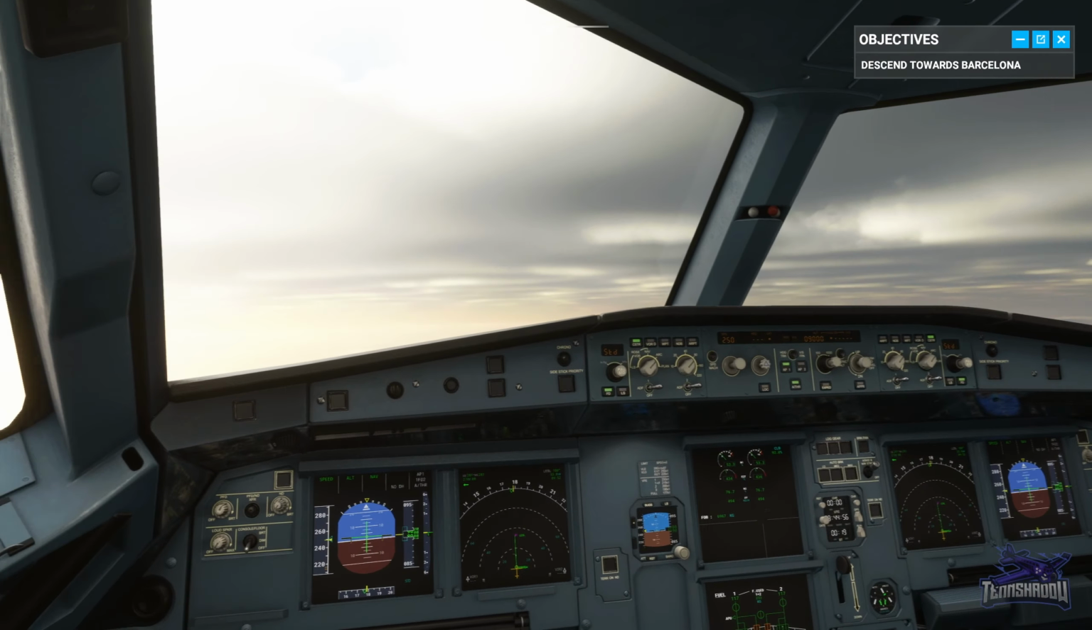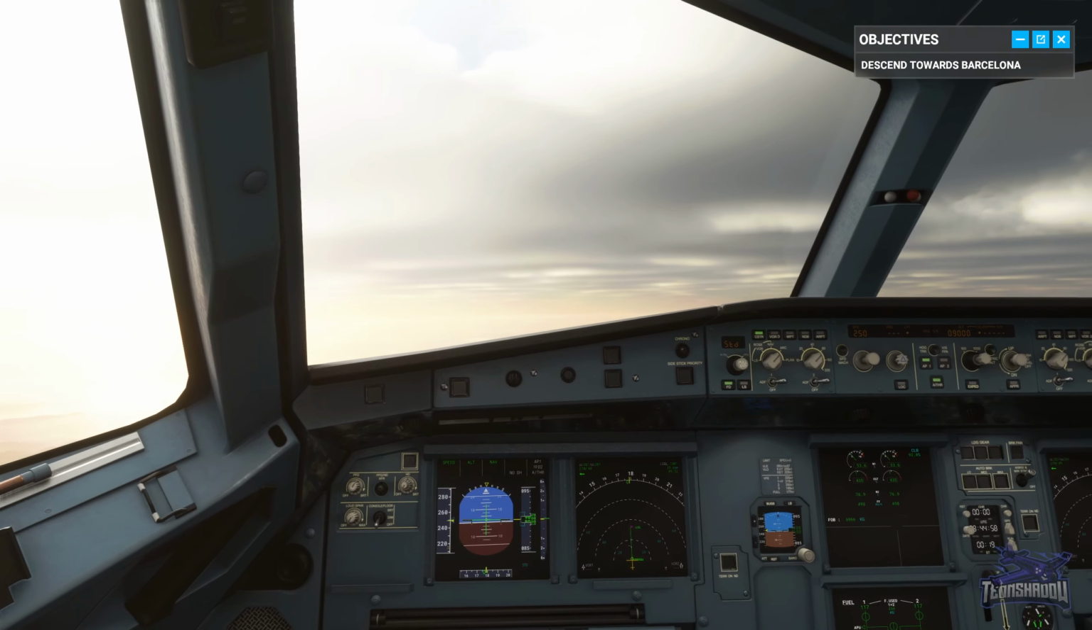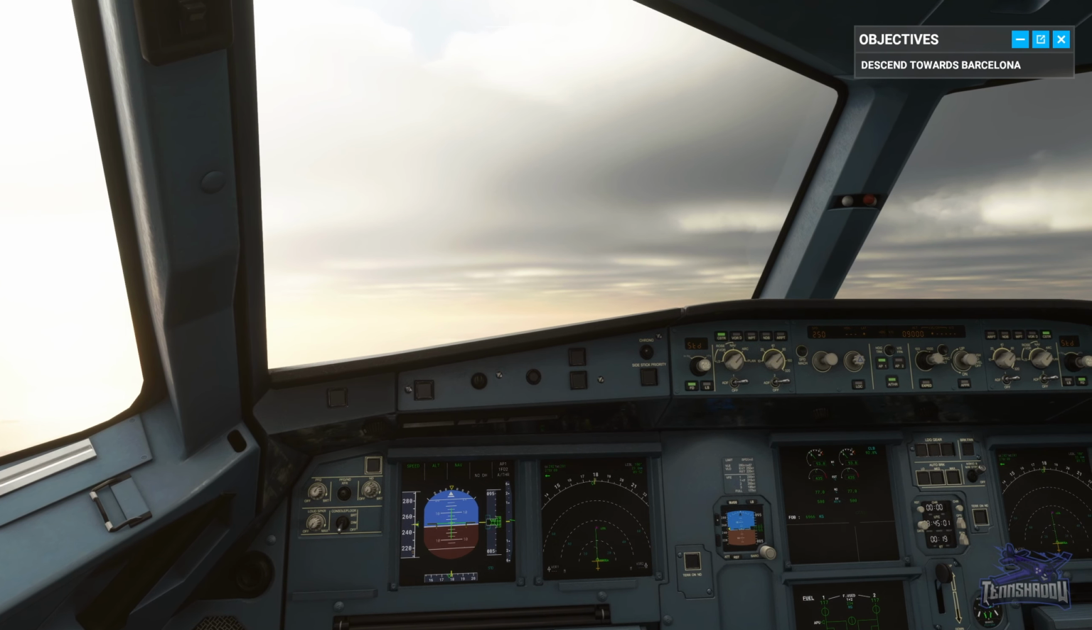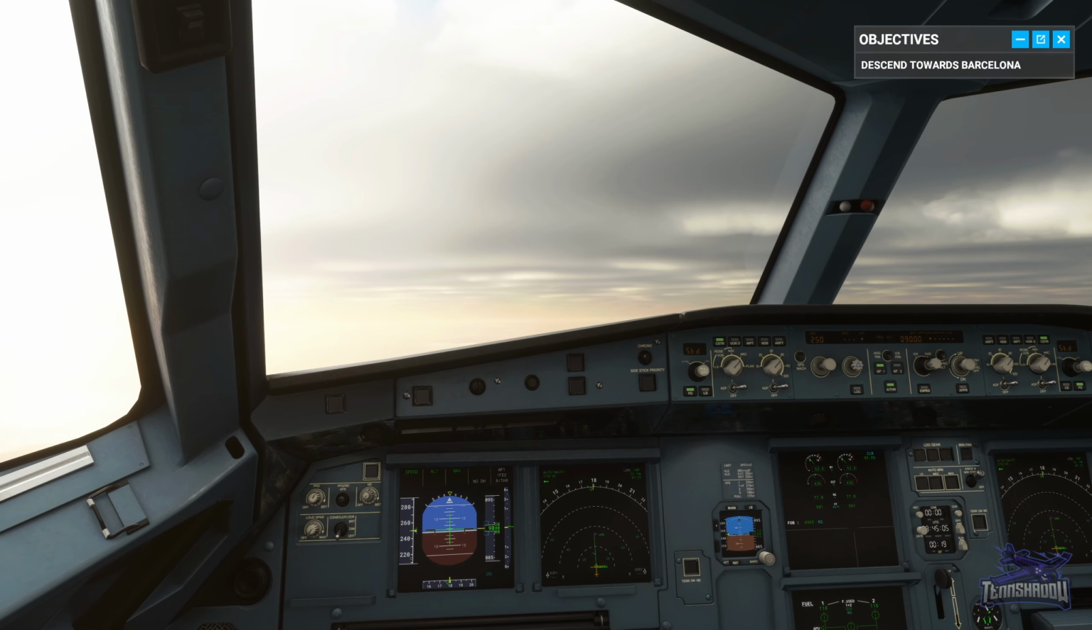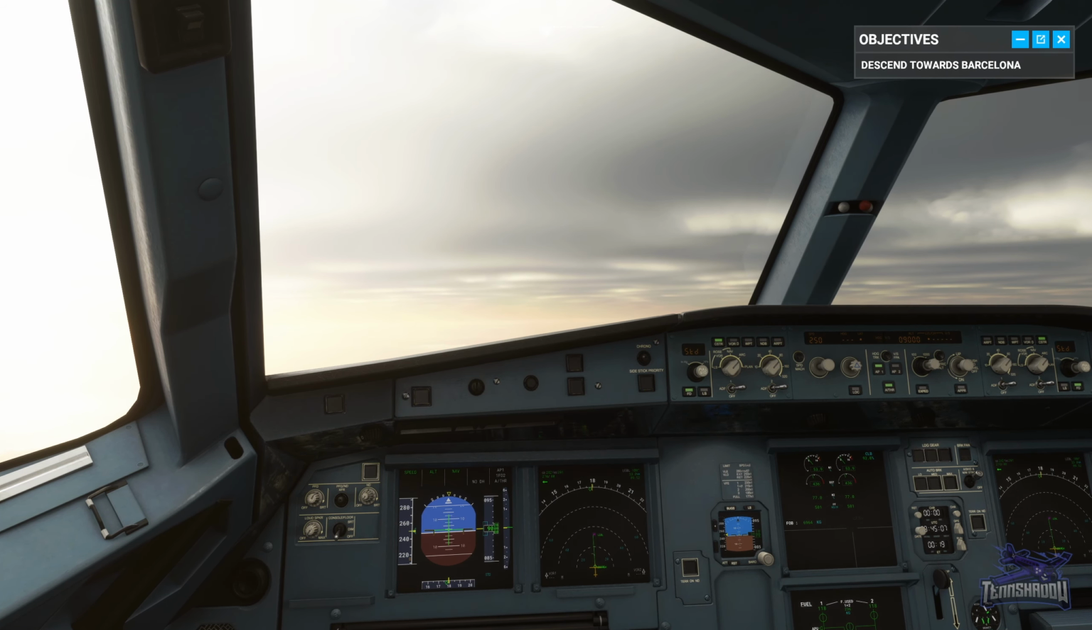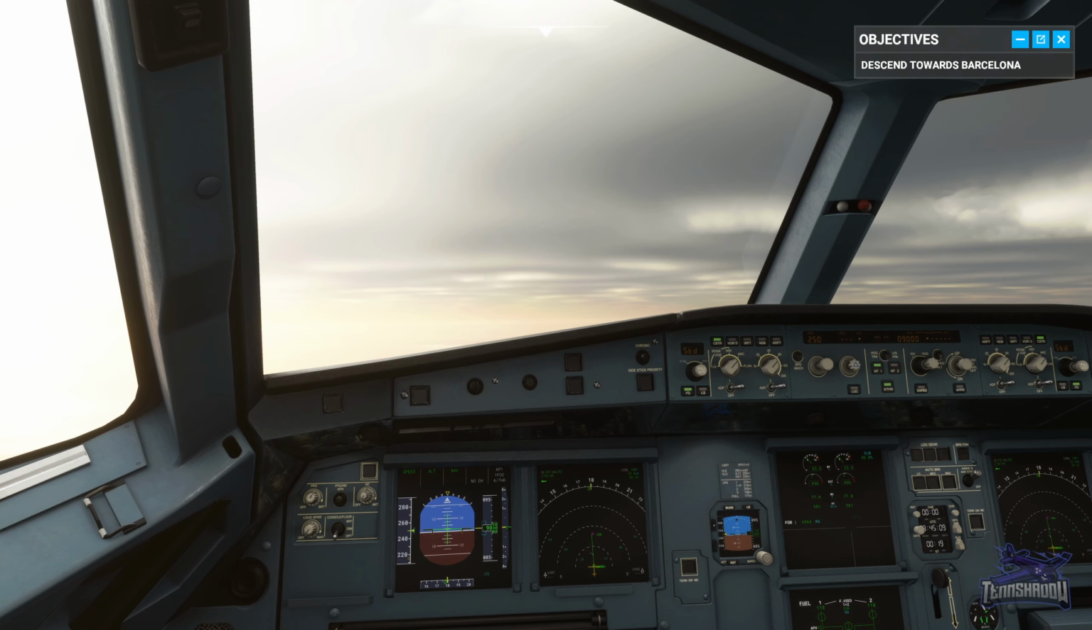Descent management comes with experience and practice. It works with any aircraft type, so once you get the hang of it, you can use this skill in all sorts of scenarios. We'll leave it there for now and return once we're starting to configure for the approach into Barcelona.